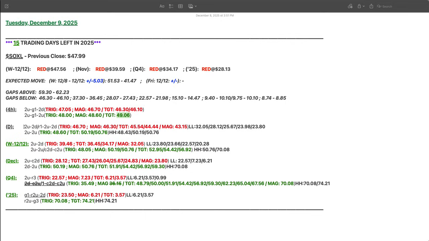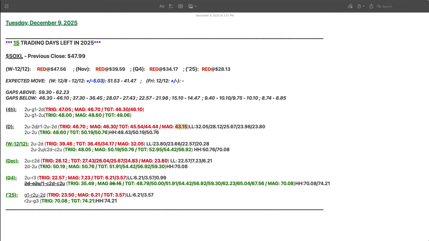All right, from the day chart, if we go to the downside, that initially would trigger a 2-1-2 down at 46.70 with a magnitude of 46.30, so not a lot of magnitude there, but at 46.30 that triggers a 1-2 up 2 down that has a magnitude that goes all the way down to 43.15.